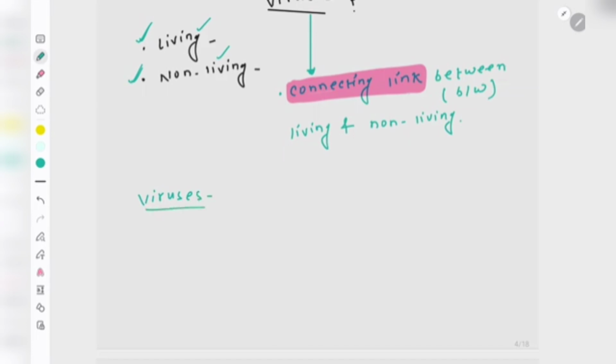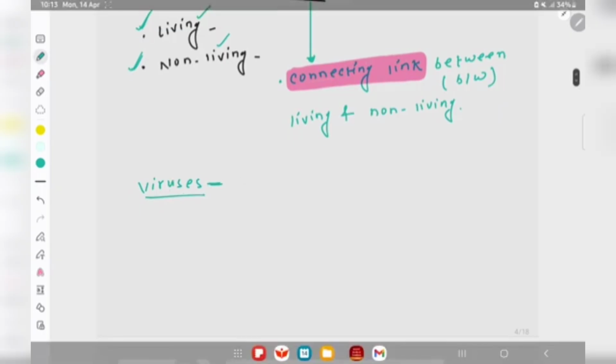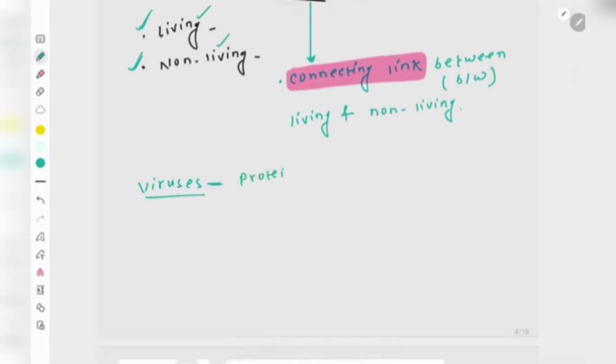I'll tell you that viruses, they are not entire cell. Okay, what is a cell? If you guys have any idea of cell, you will know that cell is the fundamental unit, it is the basic unit of life. So viruses are not made up of cell. Viruses, they are made up of protein and genetic material.